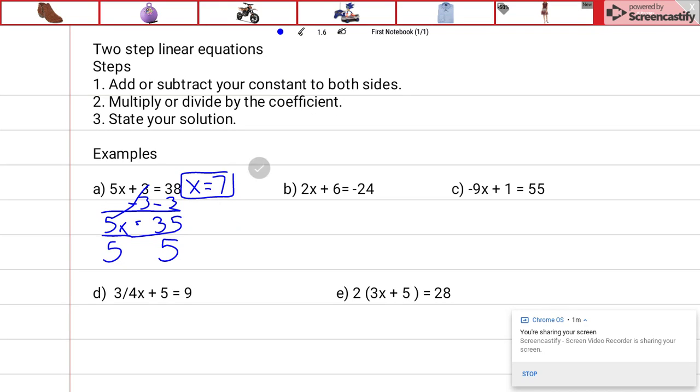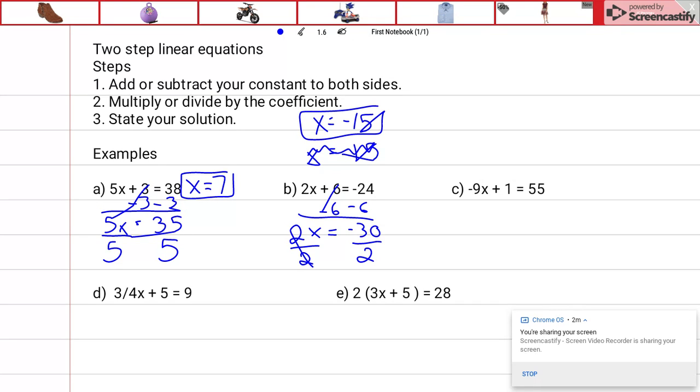Let's look at problem B. I'm going to subtract 6 from both sides because that is my constant that is on the same side as my variable. So minus 6, minus 6. I'm going to be left with 2x equals negative 24 minus 6, which is going to give me a negative 30. And I want this to be just x equals, so I divide by 2, because 2 is my coefficient. x is going to equal 15, but it's going to equal negative 15. Sorry about that. It's going to equal negative 15 because I have that one negative on that 30, so it makes my answer negative.